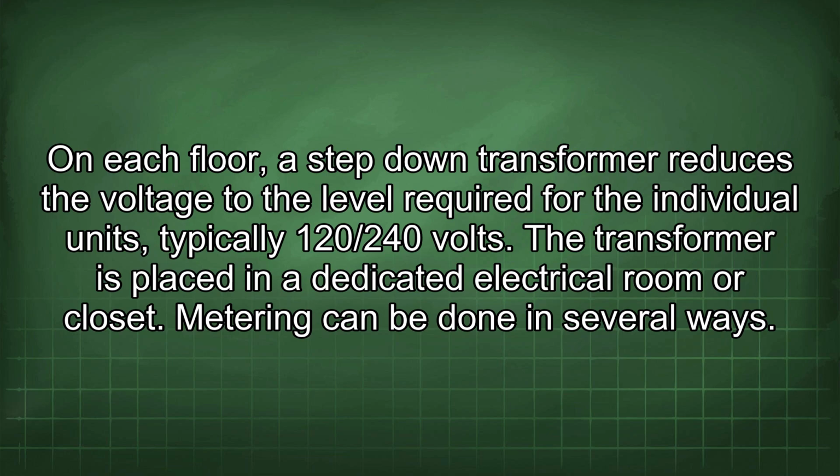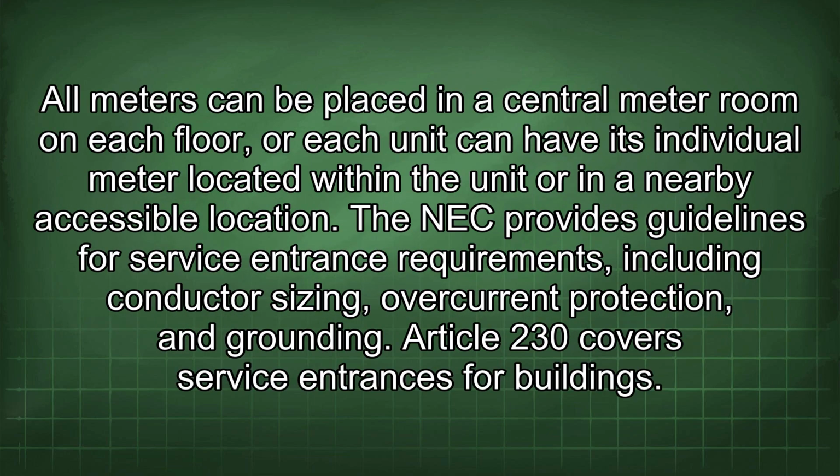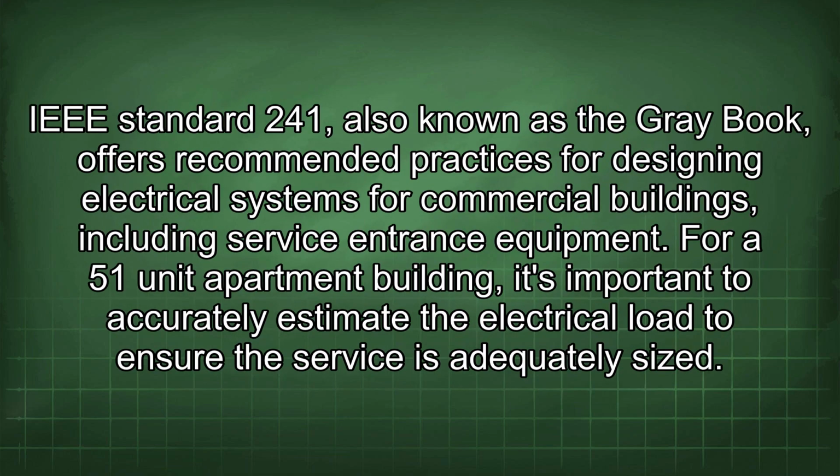Metering can be done in several ways. All meters can be placed in a central meter room on each floor, or each unit can have its individual meter located within the unit or in a nearby accessible location. The NEC provides guidelines for service entrance requirements, including conductor sizing, overcurrent protection, and grounding. Article 230 covers service entrances for buildings. IEEE Standard 241, also known as the Gray Book, offers recommended practices for designing electrical systems for commercial buildings, including service entrance equipment.